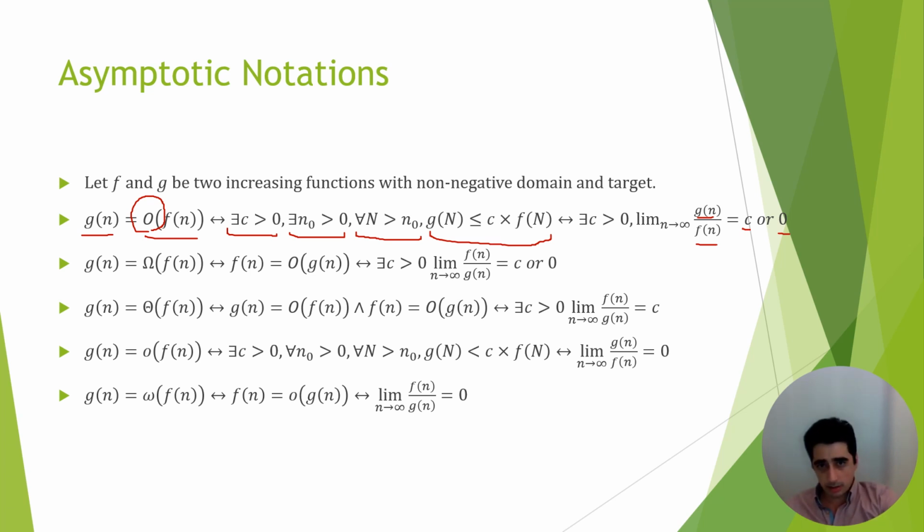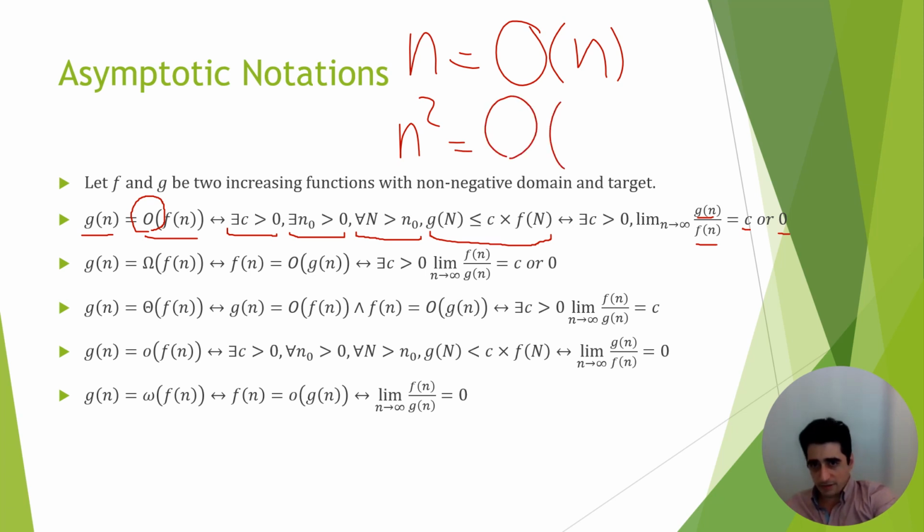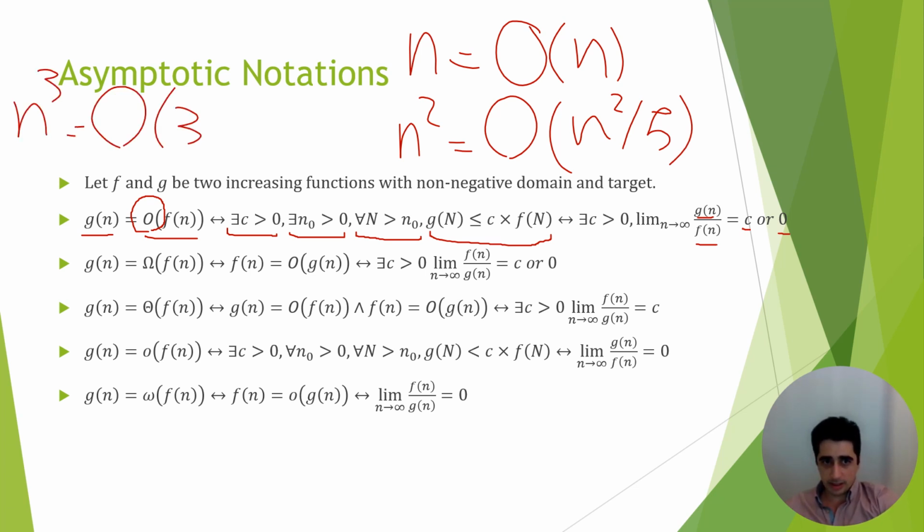You can say n is equal to big O of n. You can say n squared is equal to big O of n squared over 5. You can say n cube is equal to big O of 3 times n cube. And if you want to know the intuitive meaning of big O, all you can think of is that when we say g is big O of f of n, it means that the growth rate of function g of n is less than or equal to the growth rate of function f of n. So the big O is similar to the less than or equal operator that we use between two numbers. But instead of comparing the values of the two functions, it compares their growth rate. Growth rate means which one grows faster, right?